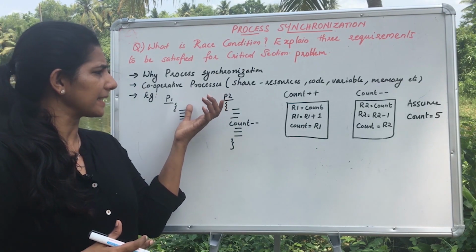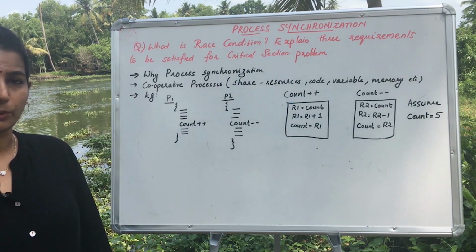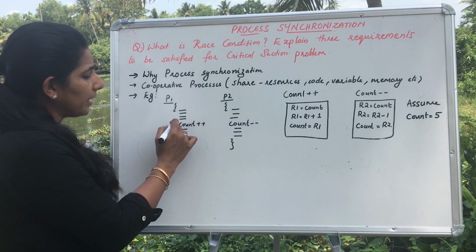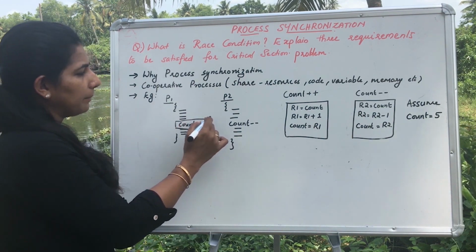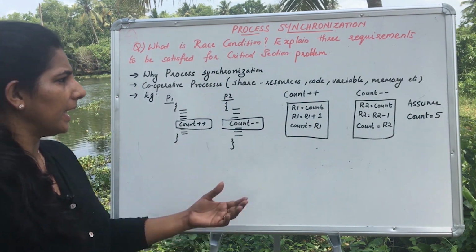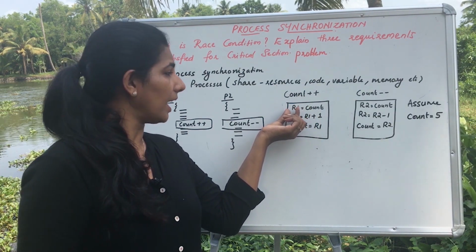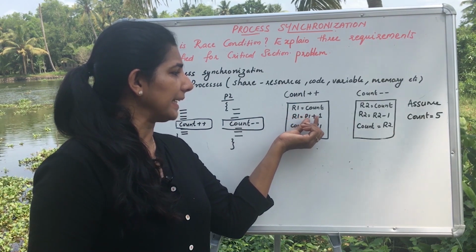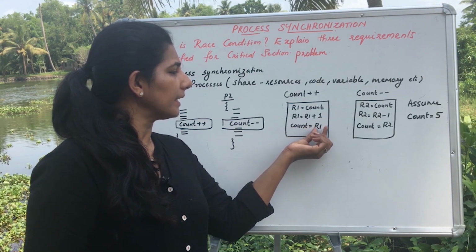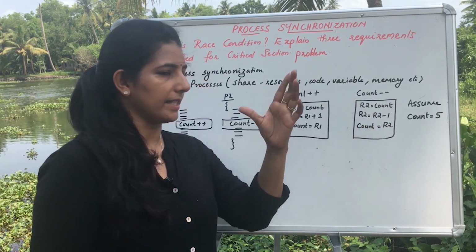Let me take an example where I consider two processes P1 and P2 executing a code. I have not written any lines over here; I am just considering a program segment in both, which is count plus plus and count minus minus. The code for count plus plus is: R1 is equal to count, R1 is then incremented, that is R1 plus 1, and count is then given the value of R1. Similarly for count minus minus, I have the code as such.